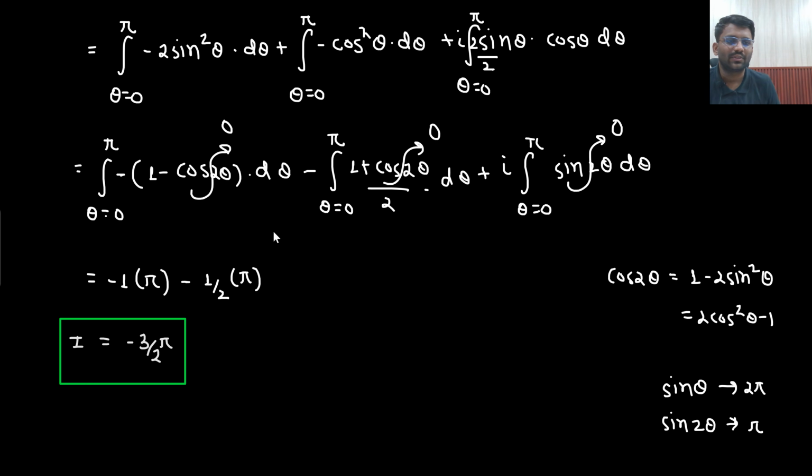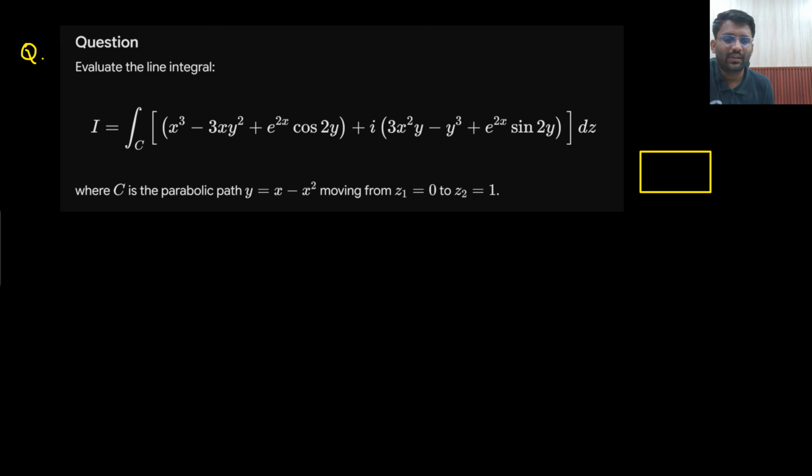Sin square theta is only there. So simply you put the formula 1 minus cos 2 theta divided by 2 to get it cancelled out. This will become minus 1 d theta. Cos 2 theta will throw 0. Cos 2 theta also will throw 0 here. So the answer will come out to be minus 3 by 2 pi. That's the answer. Understandable? Let's go to the next question.